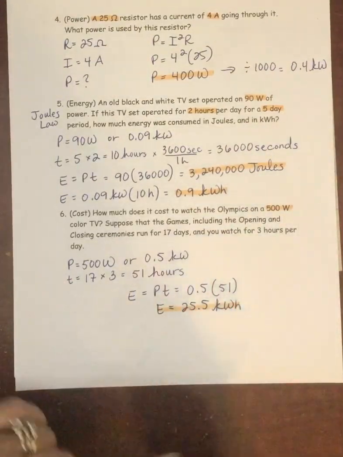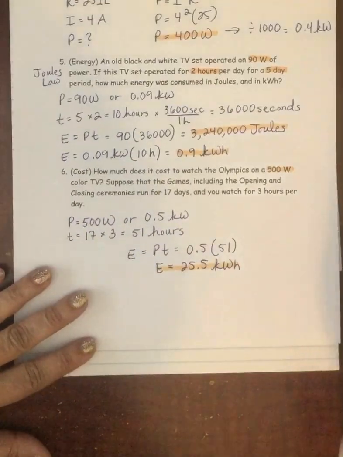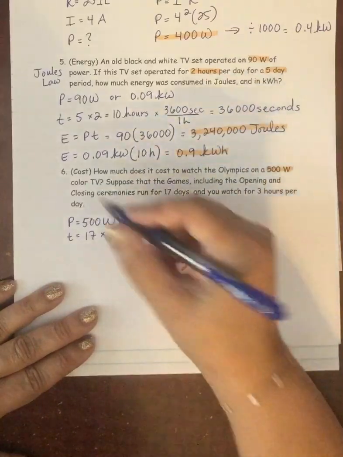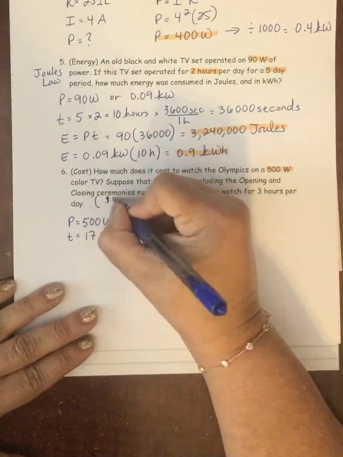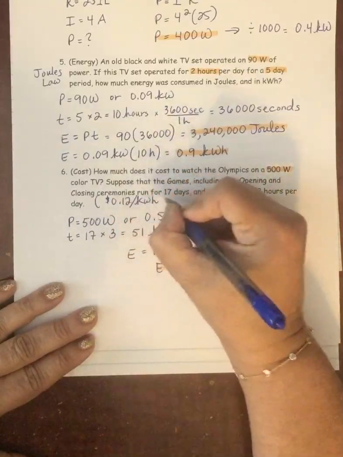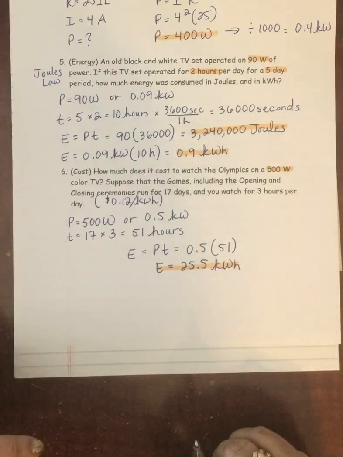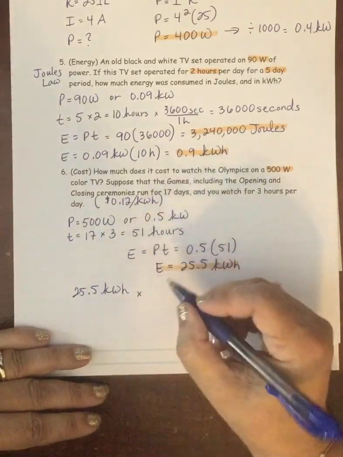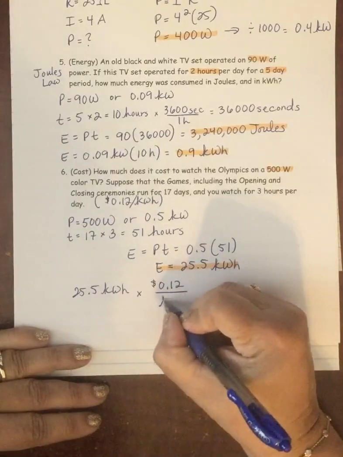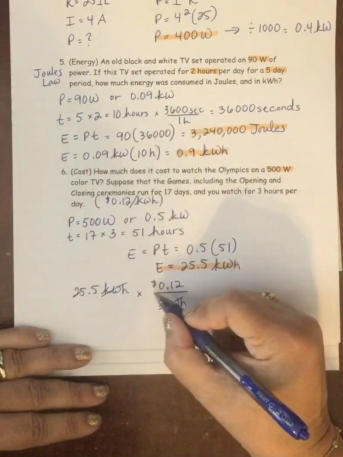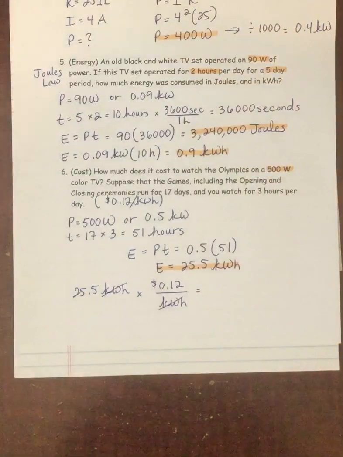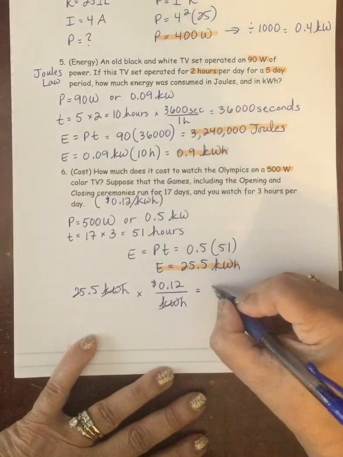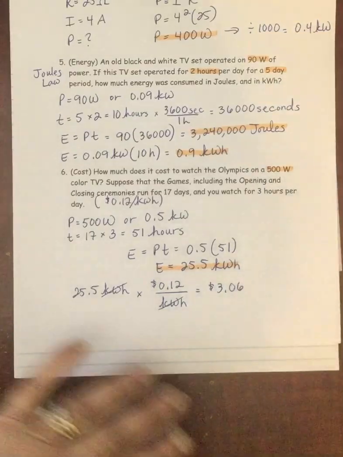Now this is where the cost comes in. If I want to know how much you would pay for the use of that in your electric bill, you would have to know how much your electric company charges. So let's say that the electric company charges 12 cents per kilowatt hour. Okay, and that's about a pretty good idea of what they do charge. So you have 25.5 kilowatt hours times 12 cents per kilowatt hour. So you can see that the kilowatt hour cancels and you're left with a money unit. So you can figure out costs. So 0.12 times 25.5 means that it's going to cost $3.06 to watch the Olympics.